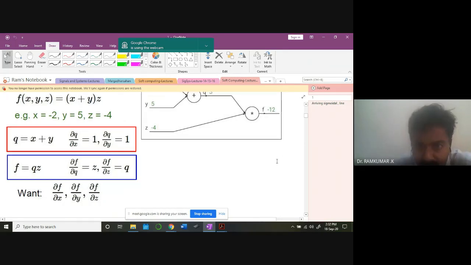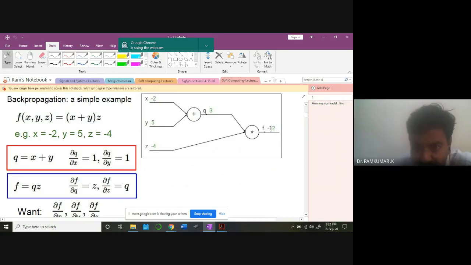And f is equal to q into z. So what is the function? x plus y into z. I'm splitting this into 2. I'm computing initially x plus y and then multiplying with z so that I'll be getting this f. So I'm doing the partial derivative here. I'm doing dou q by dou x. Here I'm computing the gradient with respect to x. Dou q by dou y I'm computing for y. And then dou f by dou q is equal to what? Is equal to q into z. You agree? Q into z is f. Therefore, dou f by dou q is going to be z. Dou f by dou z is going to be q. All right? You agree with me?